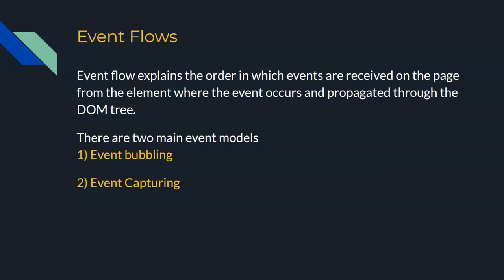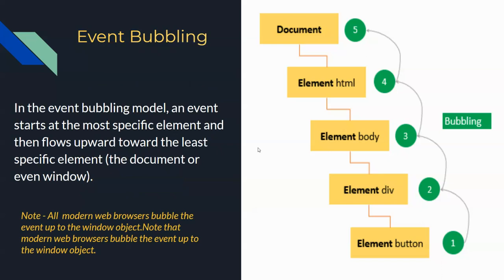There are two types of event model. First is event bubbling, the second is event capturing. Let's go and see what event bubbling is first. In the event bubbling model, an event starts at the most specific element and then flows upward towards the least specific element.